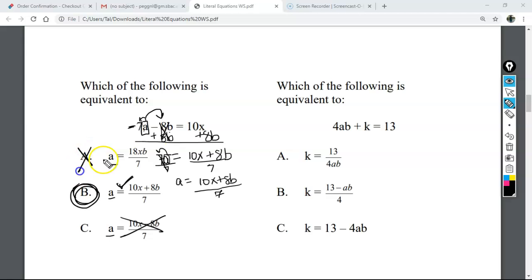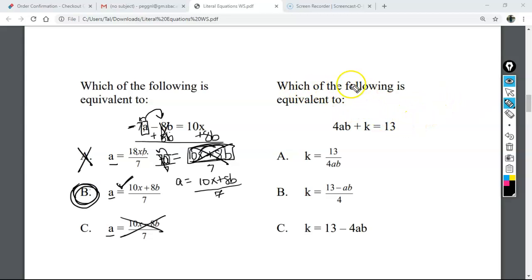It definitely was not answer choice A, which it looks like what they did on answer choice A was when they got to this part, they said that 10x plus 8b together was 18xb. So they tried to add the two constants or coefficients and then add together the x and the b. You cannot do that. They are not like terms. Okay, so B was our choice.